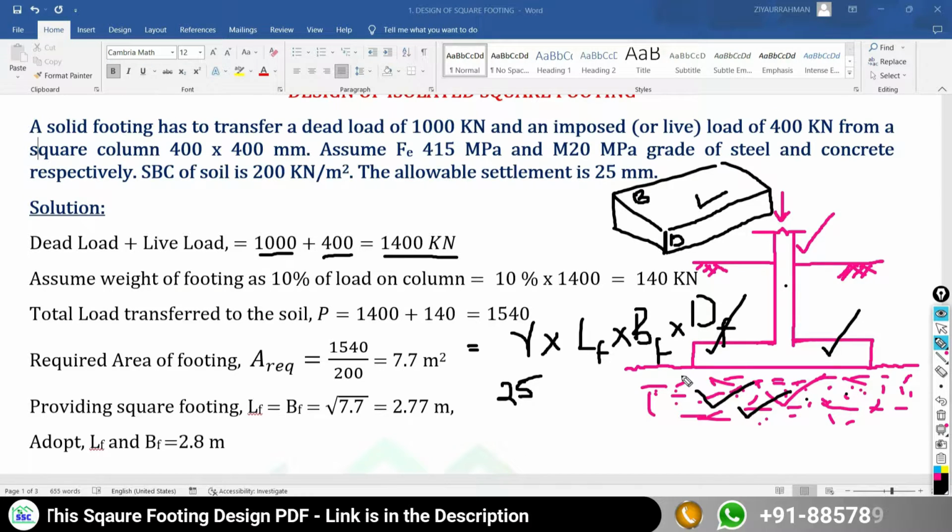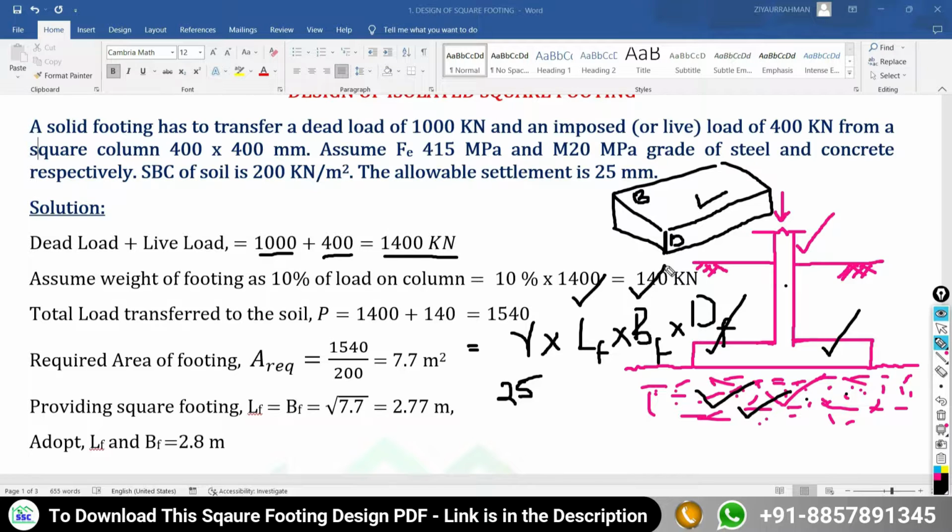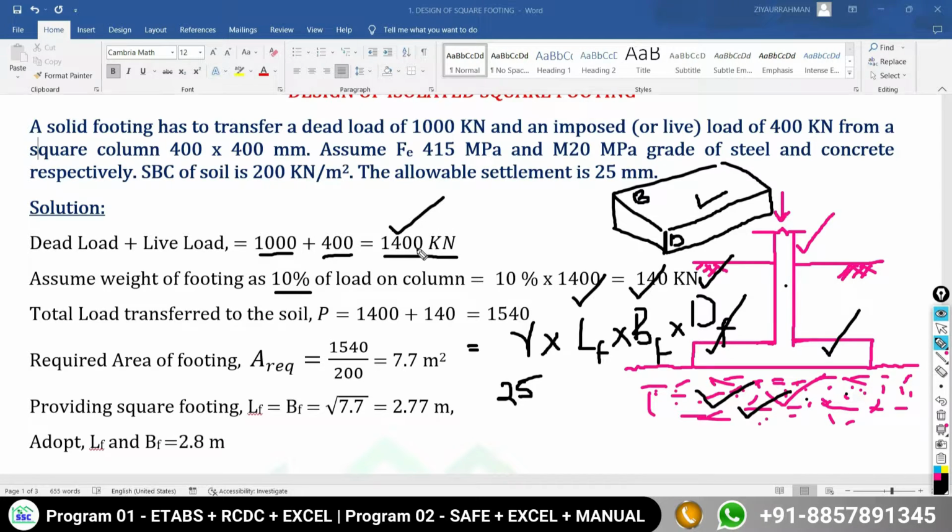But you may ask a question: as we have not designed this footing yet, how can we decide the size of the footing? How will we know the length, the width and the depth of the footing? These three dimensions we don't know. So how can you calculate the self weight of the footing? That's why we are going to assume that the self weight of the footing is only 10% of the total load coming from the column. This box weight we consider as 10% of the load coming from the column.